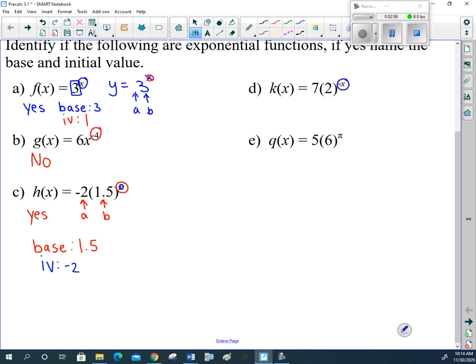Okay, looks like we have an exponent that is a variable. So yes, this is an exponential. The base is 2, and the initial value is 7. And then letter E, q of x equals 5 times 6 raised to the pi power. That's not a variable, so that one is a no, it's not exponential. So remember, for exponential functions, the power is where the variable is located.